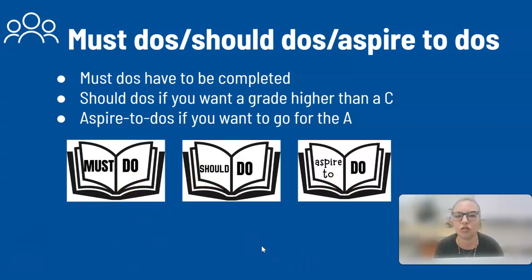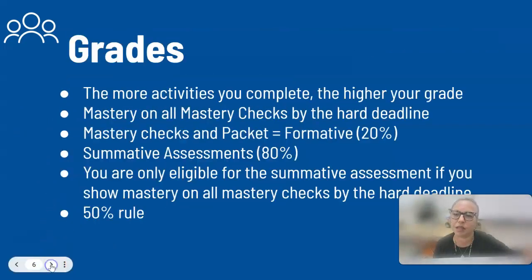And this will make sure that you are doing what we consider to be the most important work first. And if you do that most important work, you are able to take a mastery check and show mastery on it. The key, though, is the more should-dos and aspire-to-dos that you complete, the better your skills will be for that summative assessment at the end of the unit, and so you will be more likely to score higher than a C. The rule of thumb is if you just do must-dos, you'll probably get a C letter grade at the end of a unit.